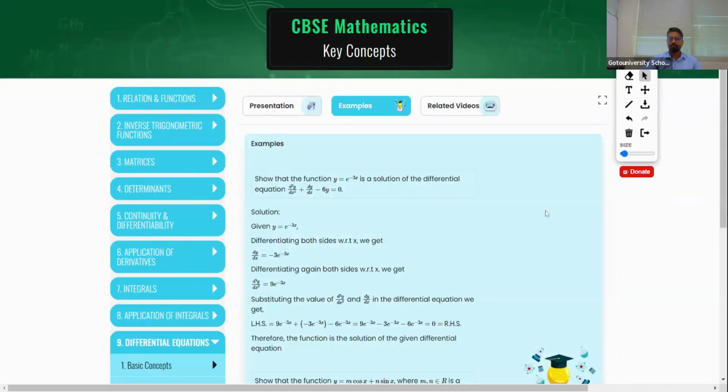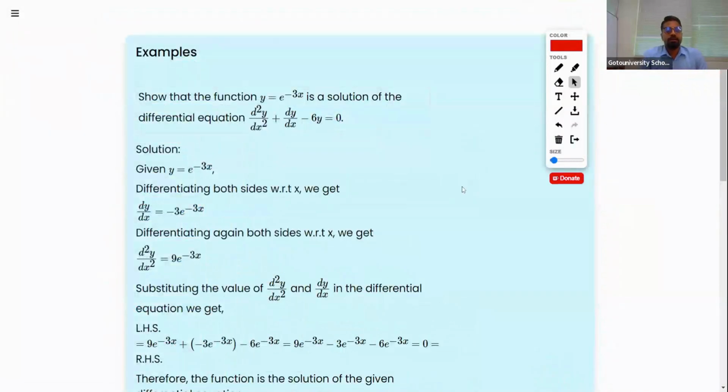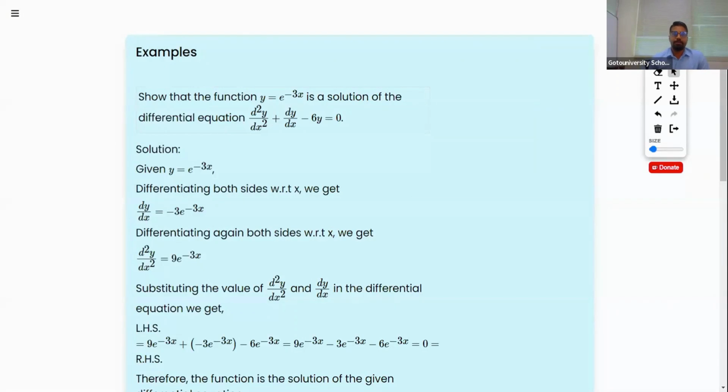So how to find the solution? There are some examples here. Show that the function y is equal to e power minus 3x is the solution of the differential equation. So how do you know it is the solution of this?